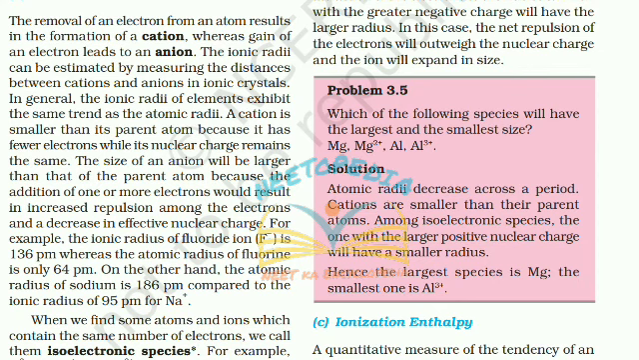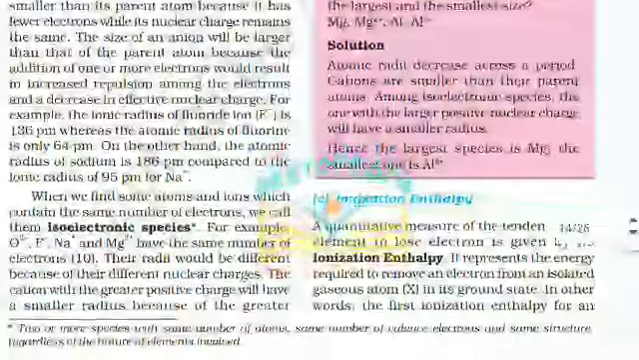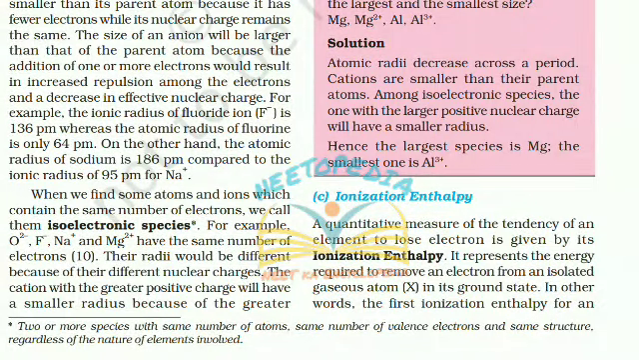The size of an anion will be larger than that of the parent atom because the addition of one or more electrons would result in increased repulsion among the electrons and a decrease in effective nuclear charge. For example, the ionic radius of fluoride ion F- is 136 picometer, whereas the atomic radius of fluorine is only 64 picometer. On the other hand, the atomic radius of sodium is 186 picometer compared to the ionic radius of 95 picometer for Na+.